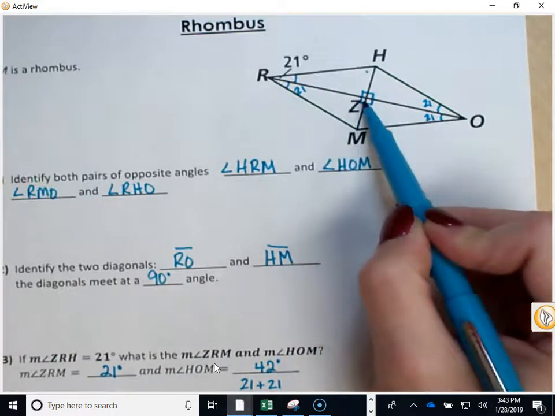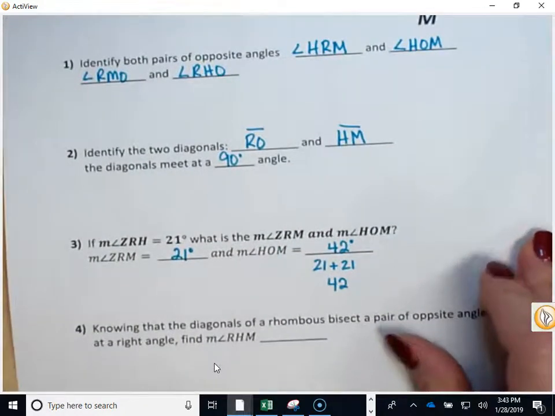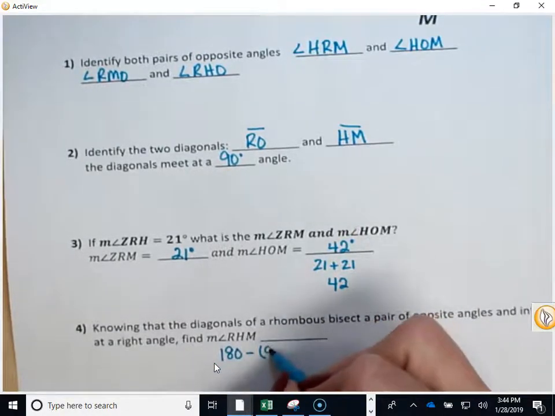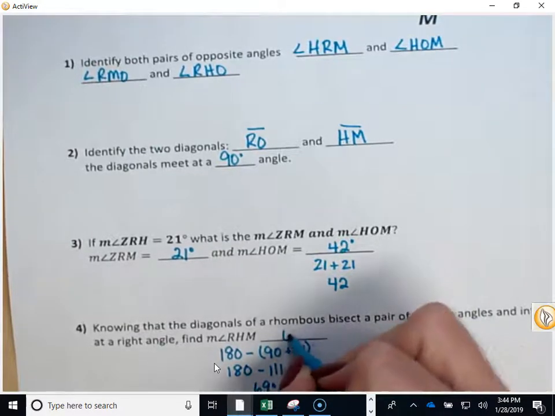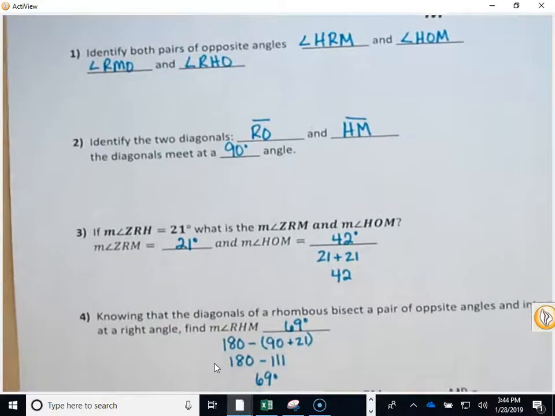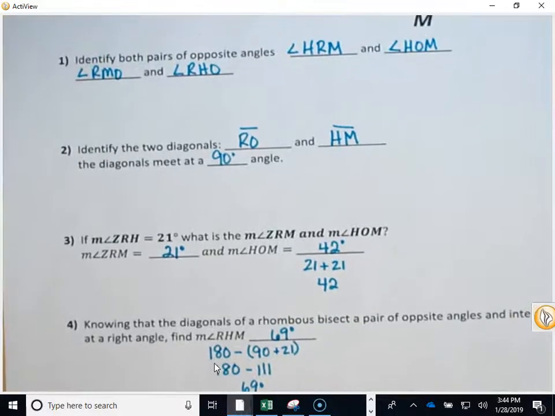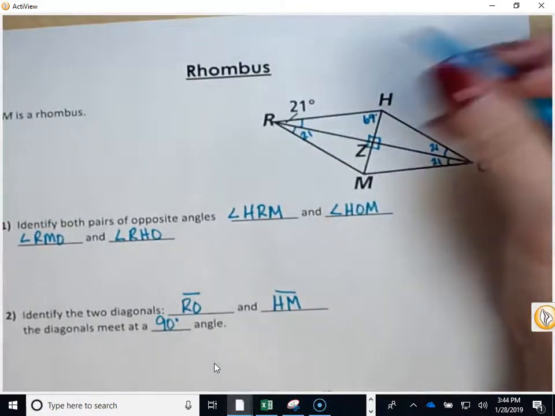And we do have a triangle here. So use what you know about triangles, how their angles add up to be 180. So we're going to take 180 minus 90 plus 21. That gives me 180 minus 111, giving me 69 degrees. So angle RHM, I'm going to label that 69 degrees on my diagram because I always like to have all my information on my diagram as well.